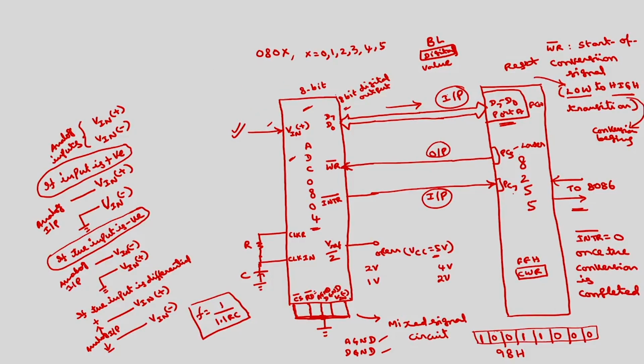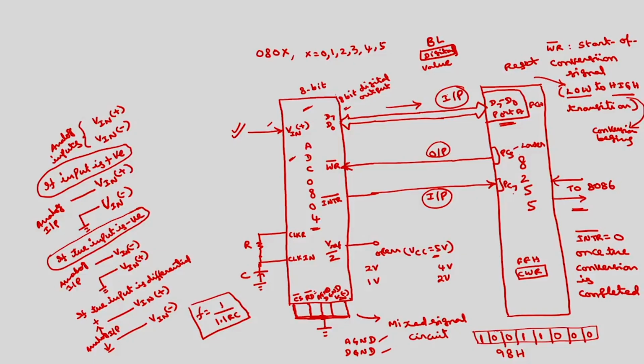So move AL comma 98H, out control register address is FFH comma AL. So these two instructions will set port A as input port in mode 0, port C lower as output port, port C upper as input port, all in mode 0. Okay. So after that what you have to do?